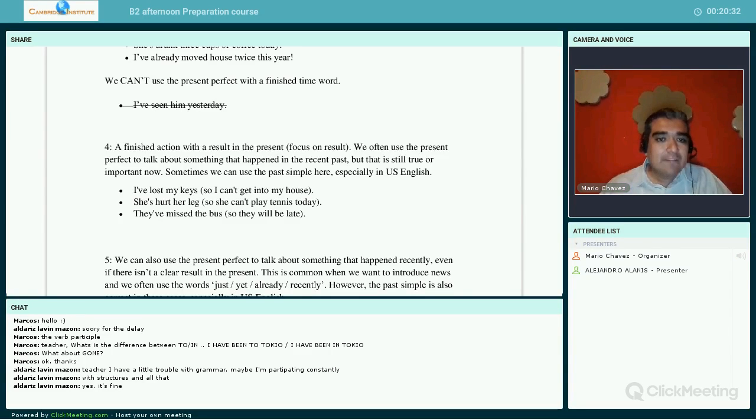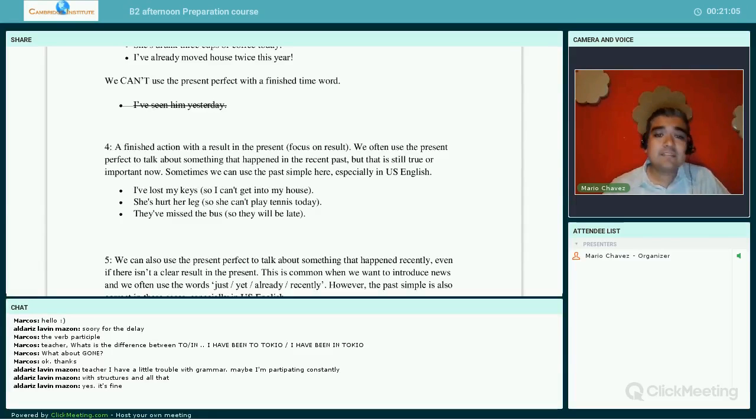It says, a finished action with a result in the present. Focus on the result. We often use the present perfect to talk about something that happened in the recent past, but that is still true or important now. Sometimes we can use the past simple here, especially in US English. For example, I've lost my keys, so I can't get into my house. She's hurt her leg, so she can't play tennis today.